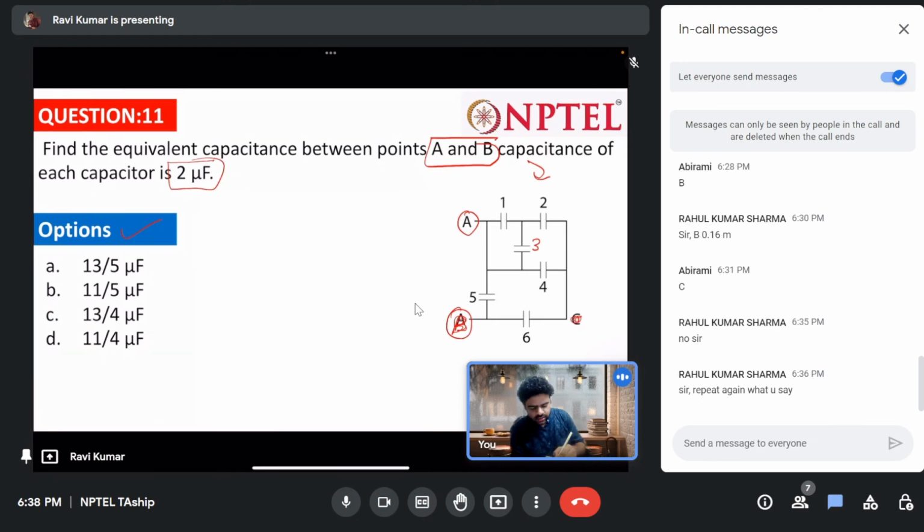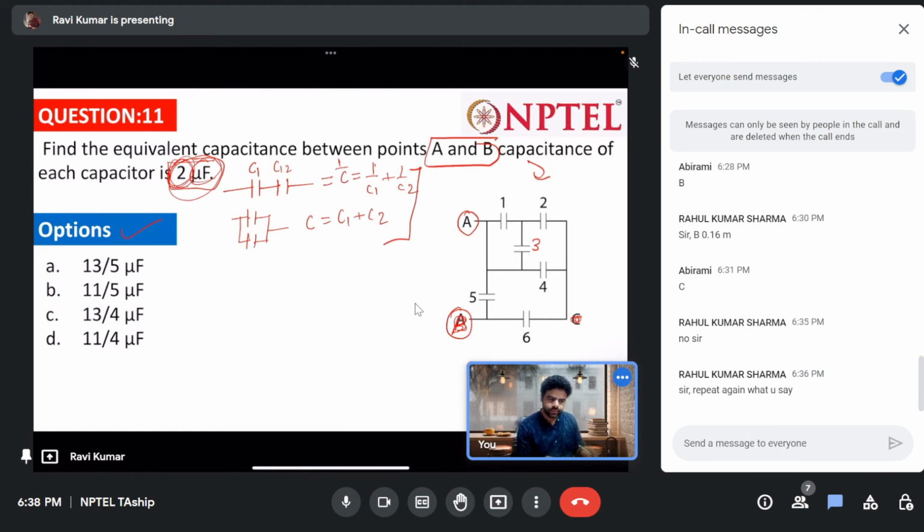The basics is that if two capacitors C1, C2 are in series, then C equivalent will be 1 upon C1 plus 1 upon C2. And if they are in parallel combination like this, then C equals C1 plus C2. You just need to use these two facts, and if there are series or parallel connections, add them accordingly. And here the C value is 2 microfarad; just leave the microfarad and consider it 2.